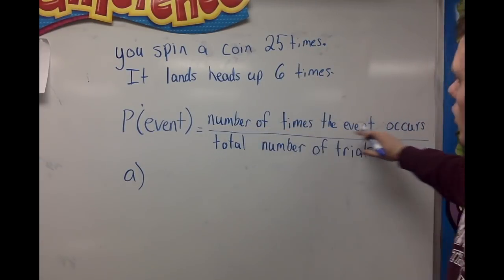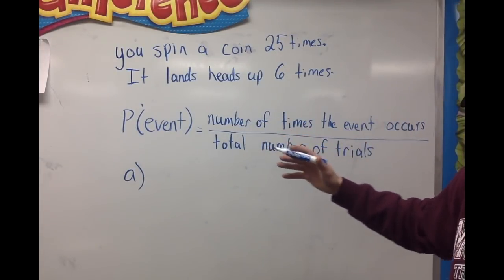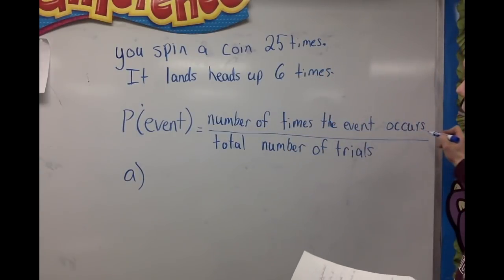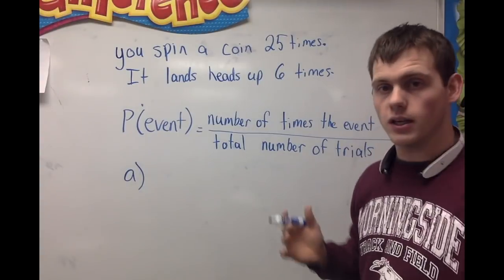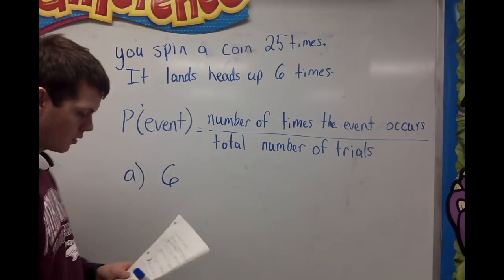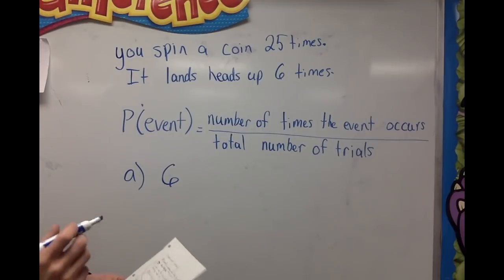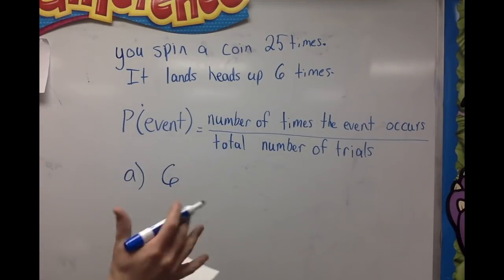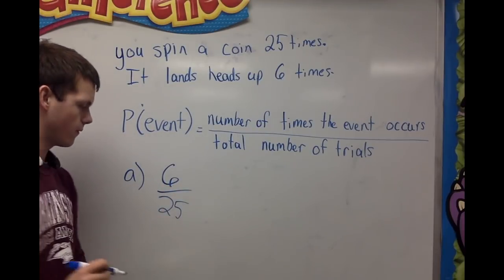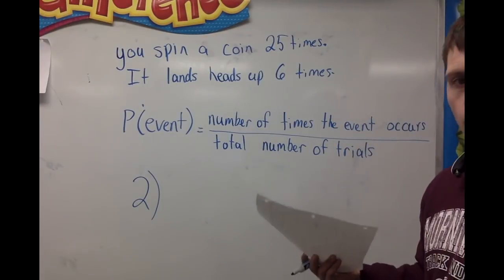So we plug it back into our formula and we ask ourselves, what is it that we're looking for? If we're looking for heads up, it's the number of times the event occurred. So how many times did it land heads up? 6. Now next, how many total times of trials? How many times did we try to spin it? 25.